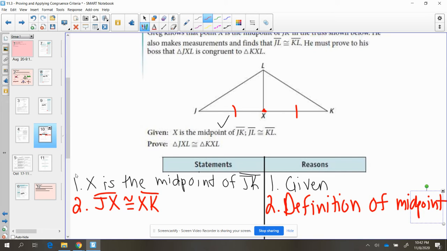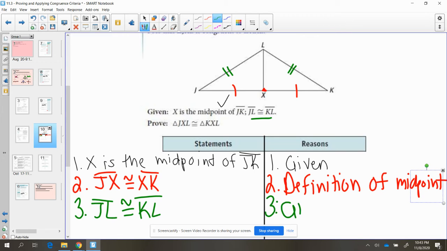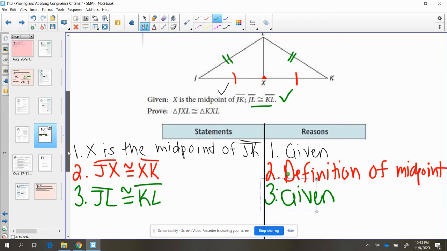Now, we also want to make sure we use our other piece of given information, and that was that JL is congruent to KL, right? And that's stated right here. So I'm going to mark that in my picture. Segment JL is congruent to segment KL. And again, I'm able to say that because it was given to me. Again, I'm going to check it off now that I used it, so I know I've written down all my givens.